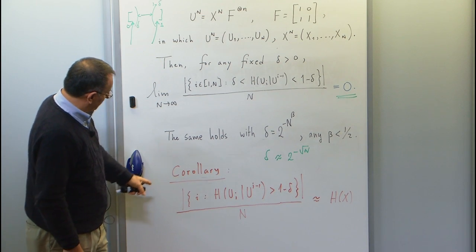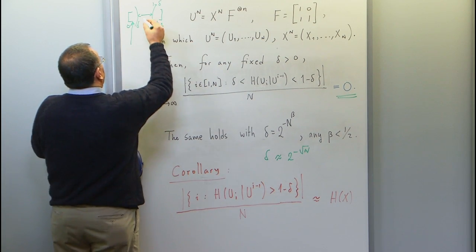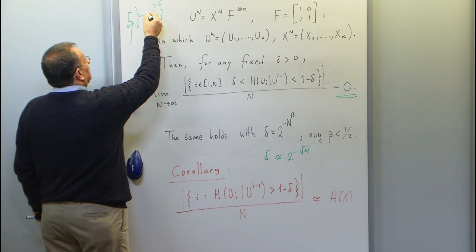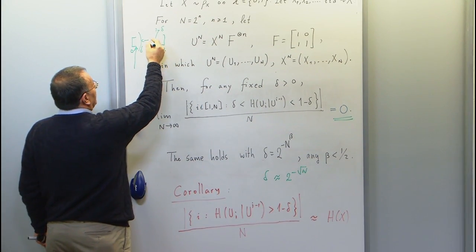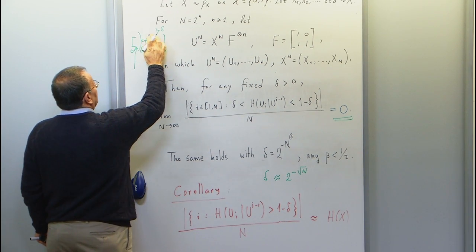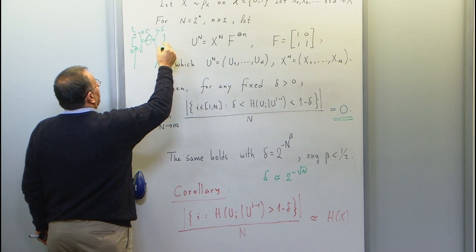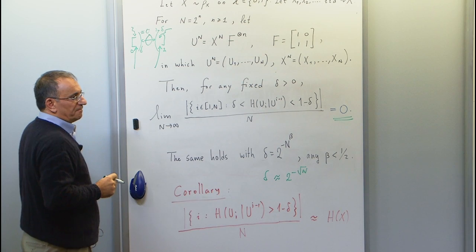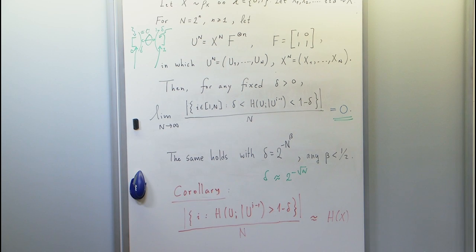If you believe this one, the corollary says the following. The fraction of coordinates for which the conditional entropy is between delta and 1 minus delta is basically 0. There is nothing in here. So which fraction should be in there and which fraction should be in here? Well, the total entropy is fixed. Okay, so let's prove the corollary before moving on.